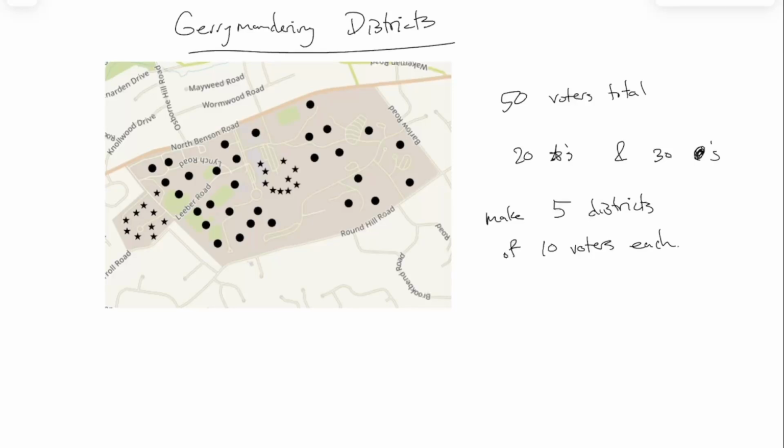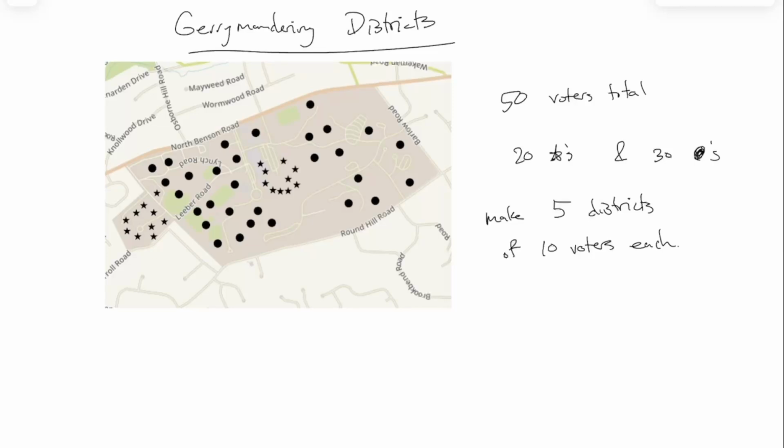And remember, the whole deal here is, what are all the various different ways that I could draw the lines which makes this or that different outcome in the election as a whole, in terms of how many districts do the stars win versus how many districts do the circles win? Those are the kinds of questions that we're going to answer.